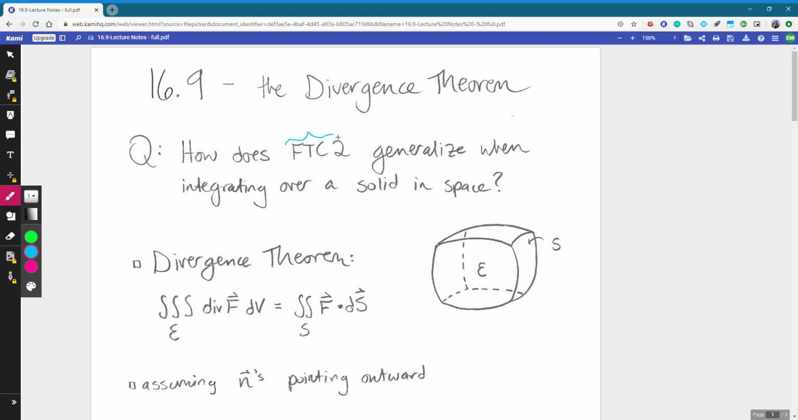And so to start, let's just once again remind ourselves how we're thinking about the FTC2. If we squint, it tells us that we can integrate over something where we add up derivative information, or we can move through the boundary of that thing, adding up function information, if we take a correct direction. And so our situation for today is we have some kind of filled in solid chunk here, this region E. E is a solid three-dimensional region.